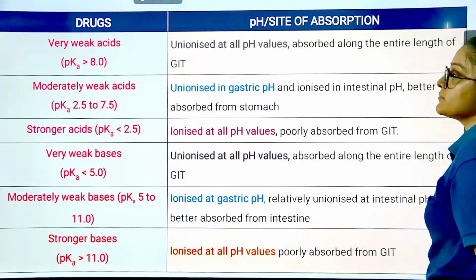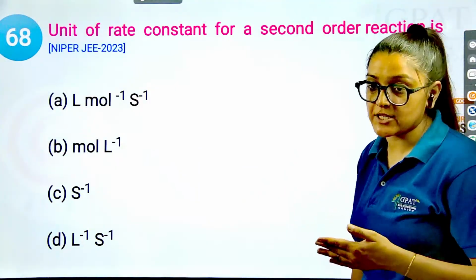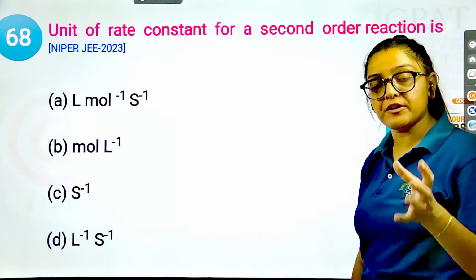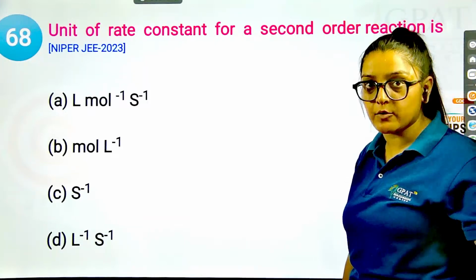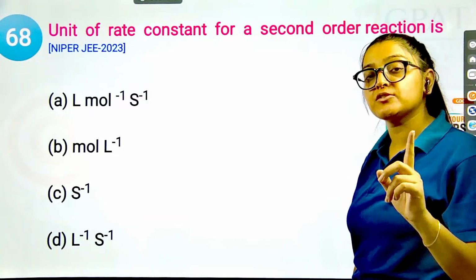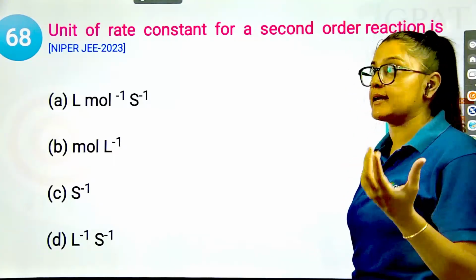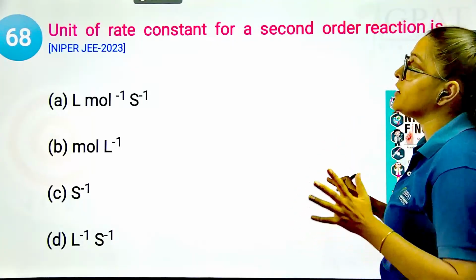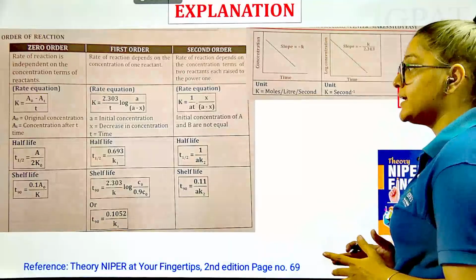Okay. Next, unit of rate constant for second order reaction. Chemical kinetics question. So the unit for the first order is very clear from the T half. Even if you do not remember the rate equation, T half for the first order was 0.693 upon K. So it will be second inverse, right? For the second order, you should remember, it is liter mole inverse, second inverse, right?